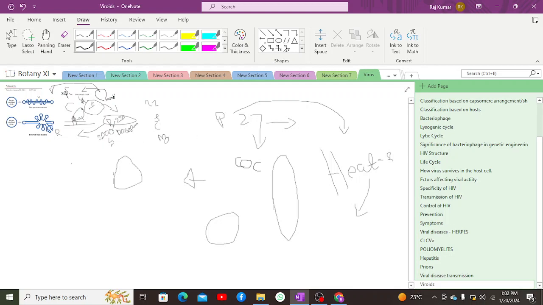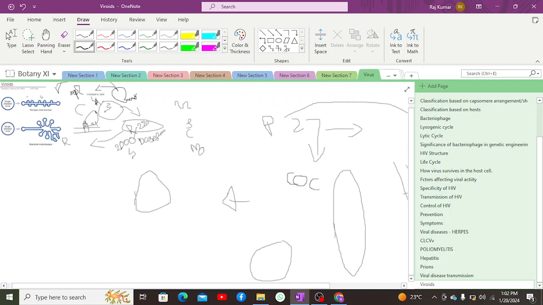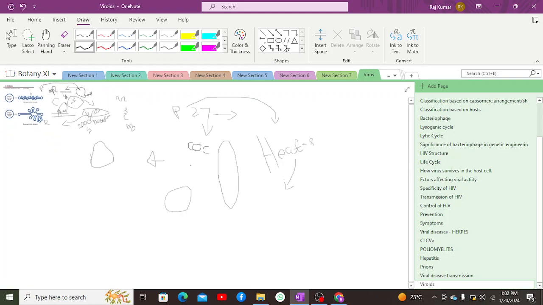These are some basic points I wanted to consider over here. More than 33 types of viroids have now been discovered, but there are no cases for animals.